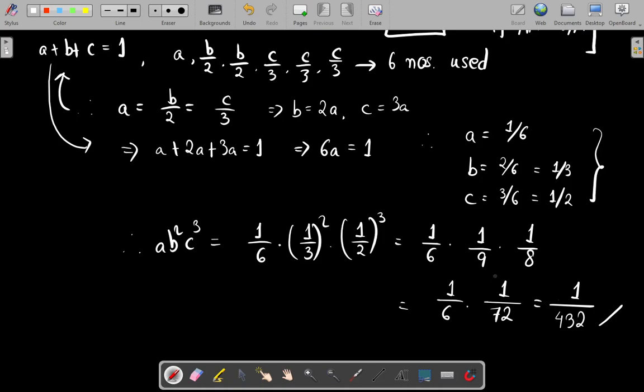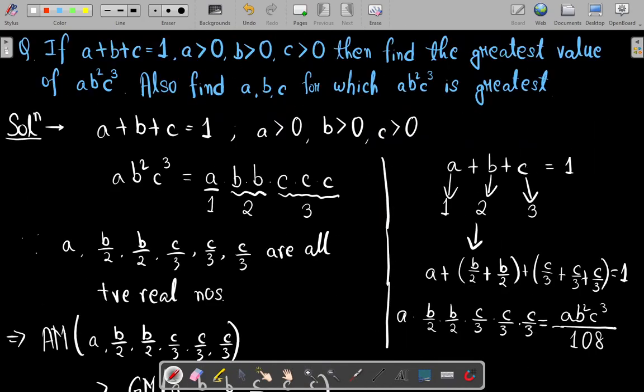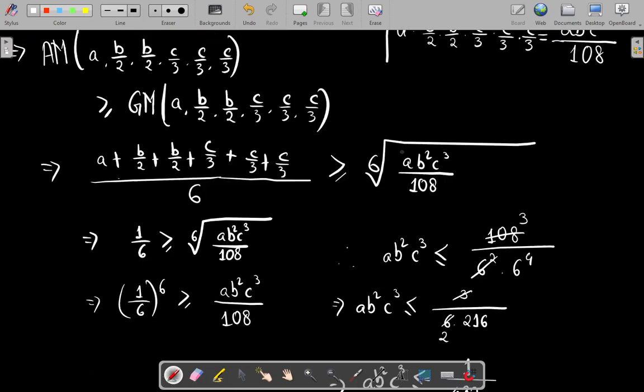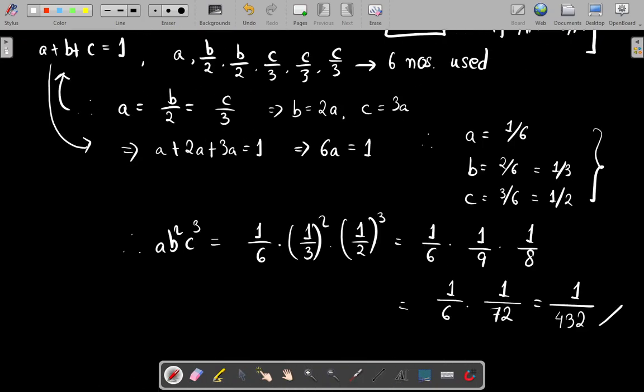So this was a sum that used the arithmetic mean, geometric mean inequalities. So this is it. You can pause the video at any step if you have any doubts. So this is it.